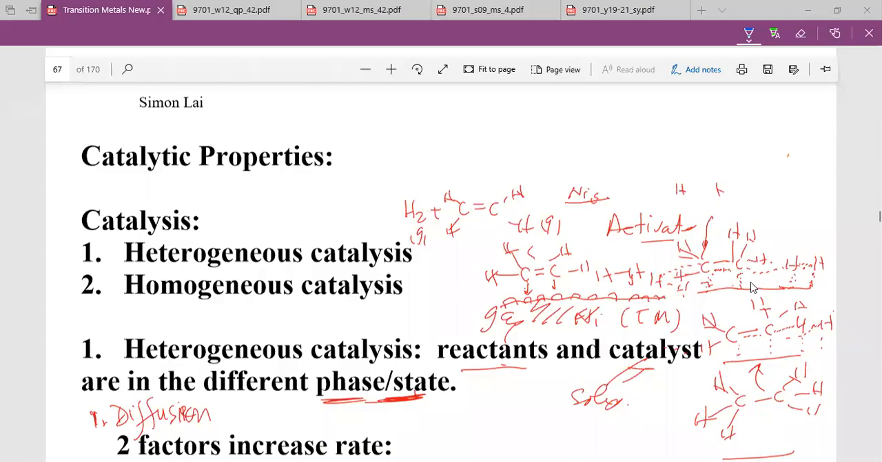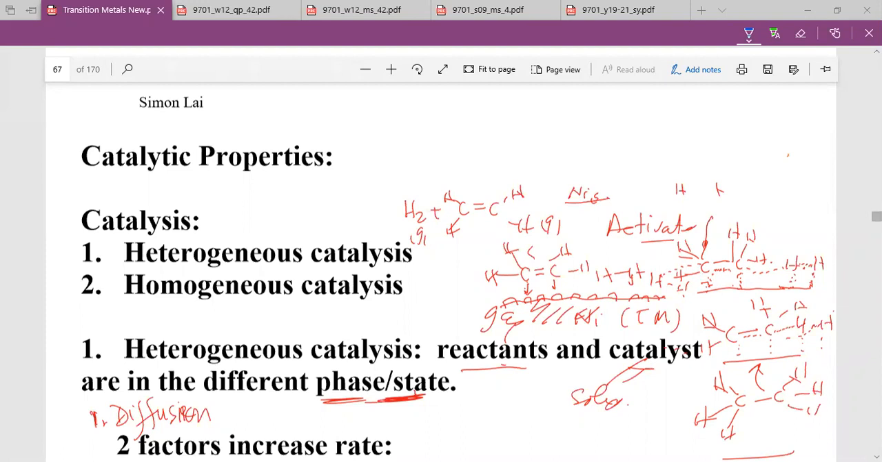Hi guys, today we want to finish off the characteristics of transition metals, which is the catalytic properties. This is almost the final one actually, but one more just to deal with the stoichiometry of the complex ions. Now they will ask you about the difference between a heterogeneous catalyst and a homogeneous catalyst.